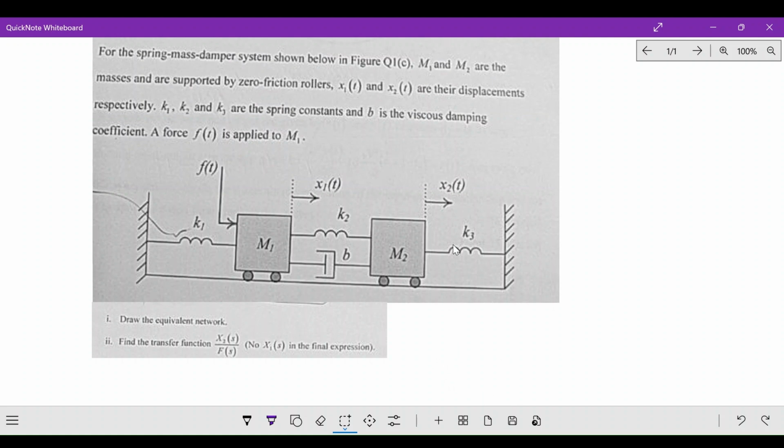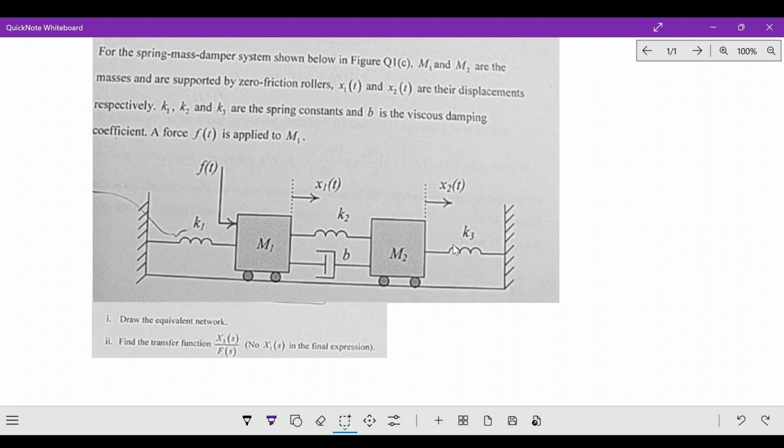Okay, so the form which is presented here may not be easy to solve or to use for solving the problem. So you have to convert this mechanical system into another form that will be easy. So that is what we call the equivalence of mechanical systems. Some questions may ask you to convert it to its electrical equivalent using what we call analogy.